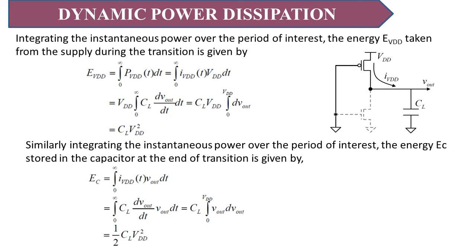Now suppose E_C is the energy stored in the capacitor at the end of the transition. Then this will be given, again with limits 0 to infinity, by the integral of I into V, where V is the Vout node because we are looking at the load terminal. This will again be written as C_L dVout/dt, and now we have the 0 to VDD transition again. So this will be given as half C_L VDD squared.